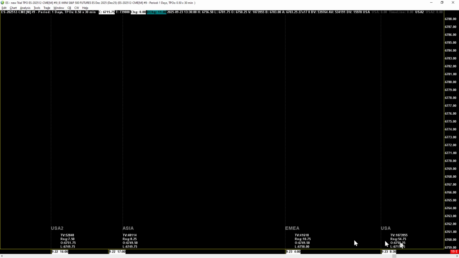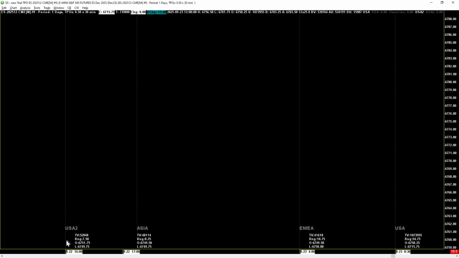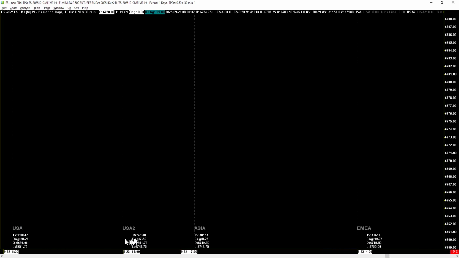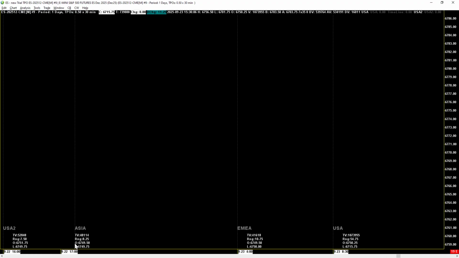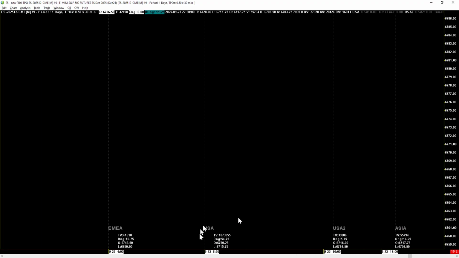Trading volume, you can see what it was on any given day. You can see US volume on the 22nd was very light. This is the full day: 850,000, and then we just have Asia's 48, EMEA's 41. We have staggeringly more volume during New York RTH hours.